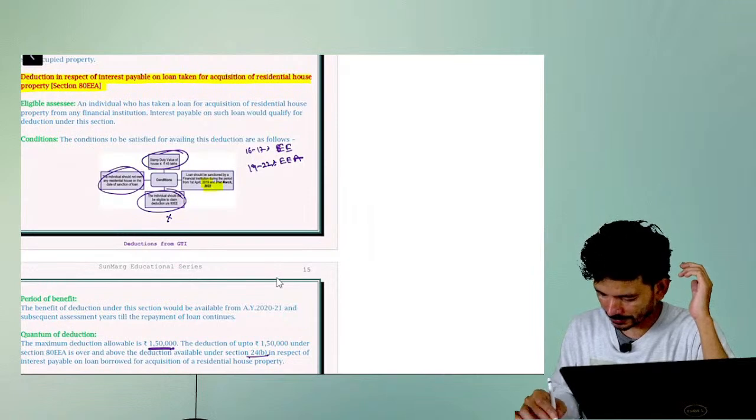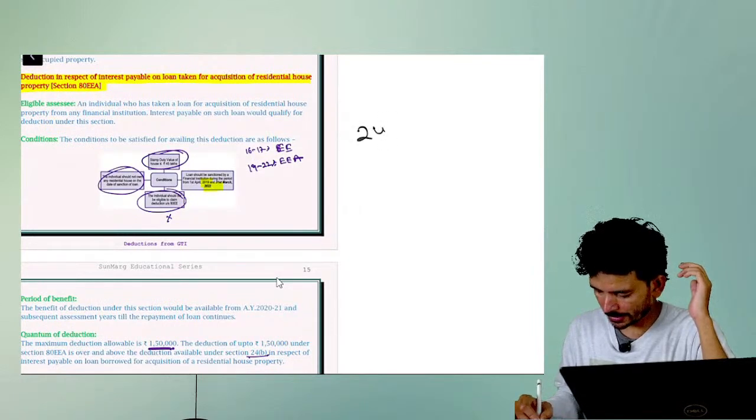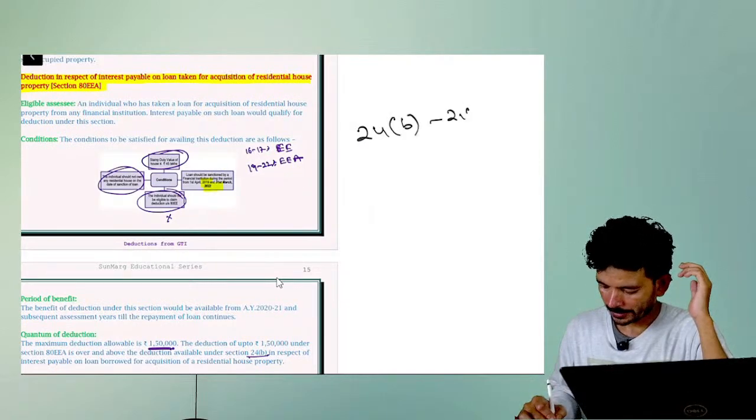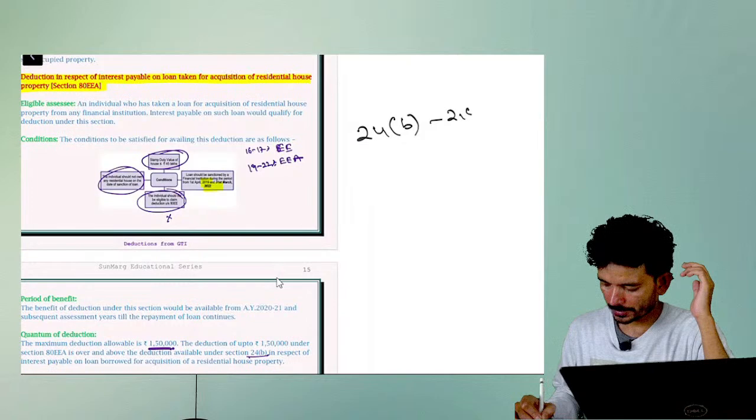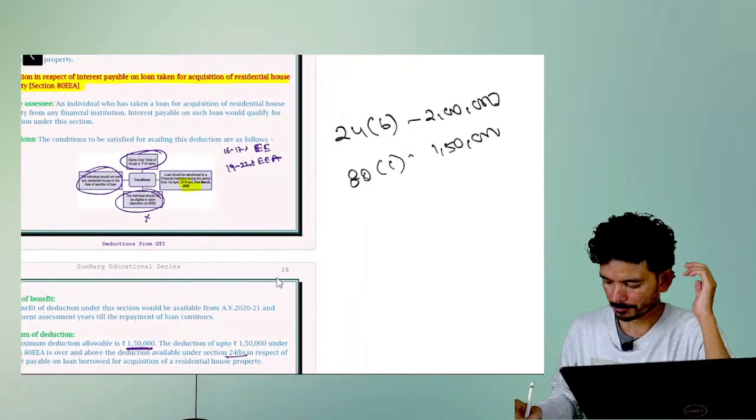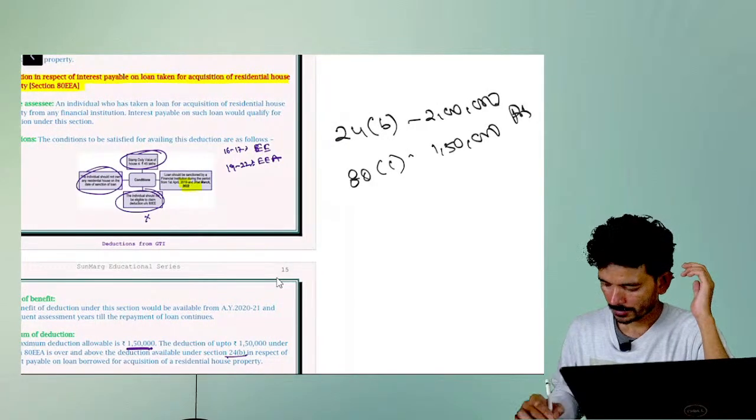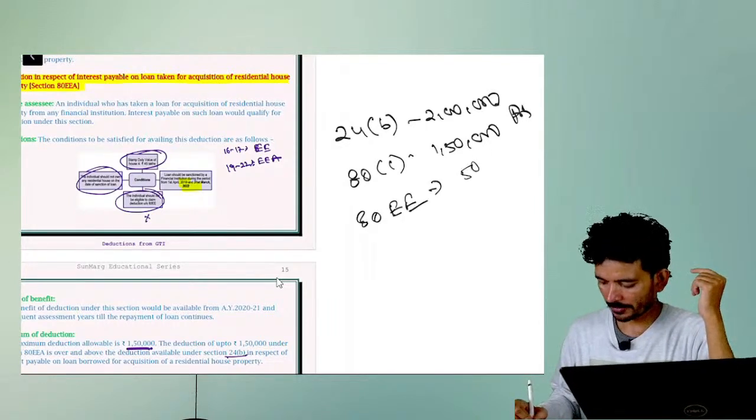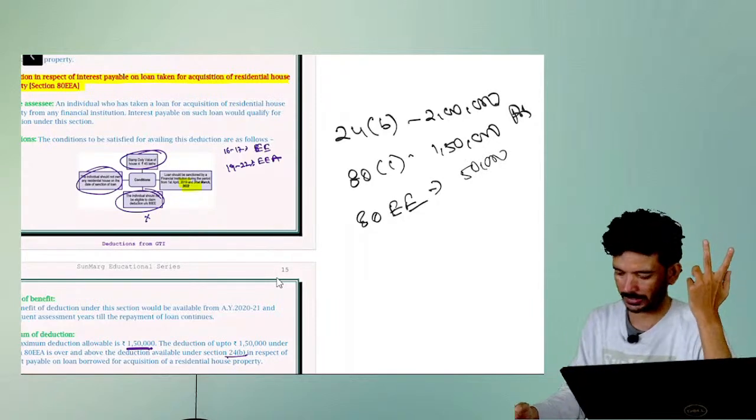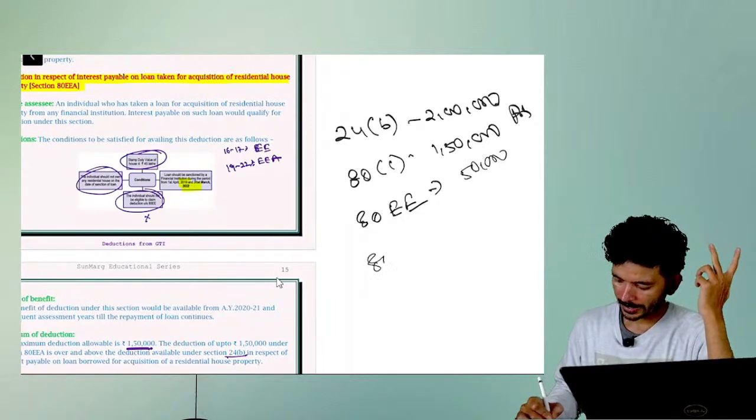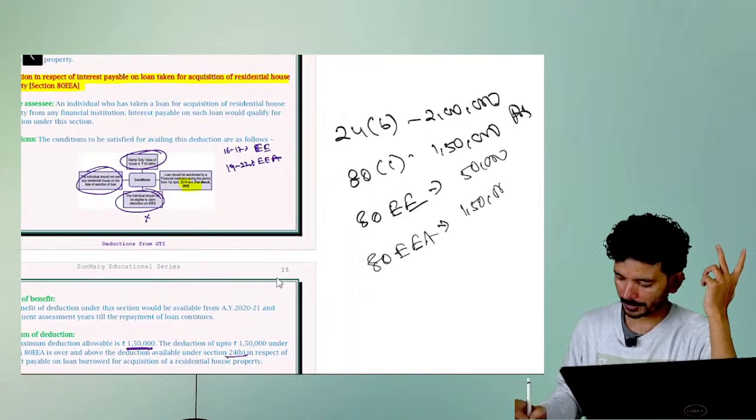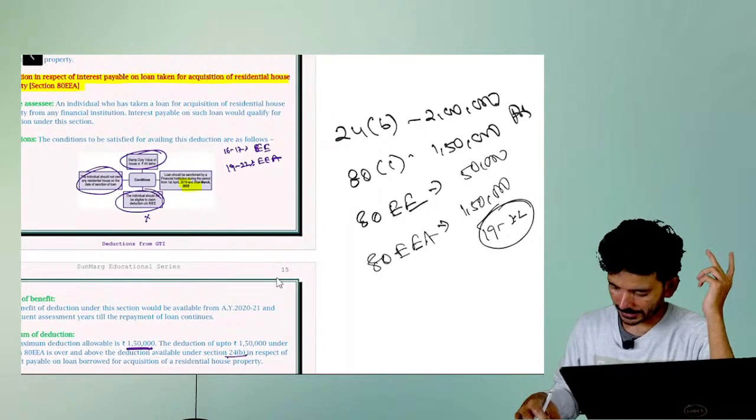for our practice purpose. Under 24B you are claiming 2 lakh, and under 80C you are claiming the 1.5 lakh principal portion. Under 80EE, if it is purchased between 2016 and 2017, you are claiming 50,000 extra in addition to 24B, and under 80EEA you are claiming 1.5 lakh if you are purchasing between 2019 and 2022. Okay, so this is your 80EEA.